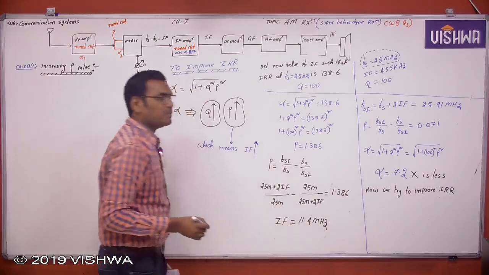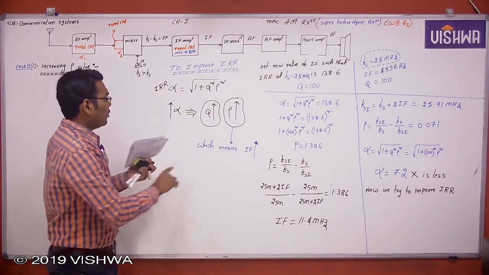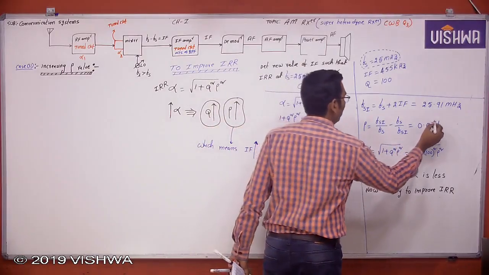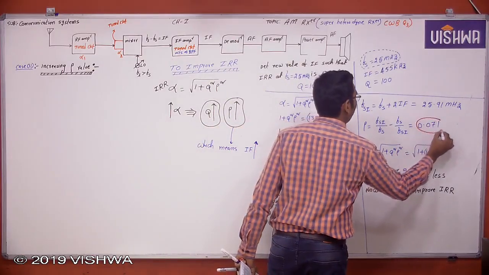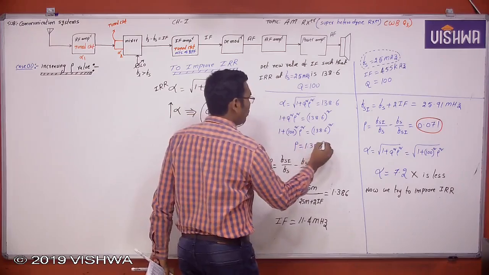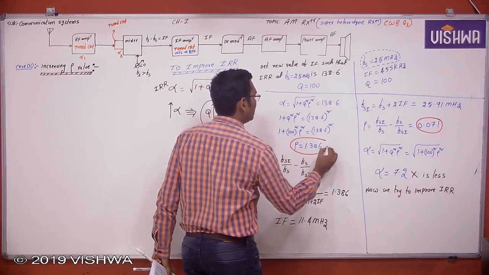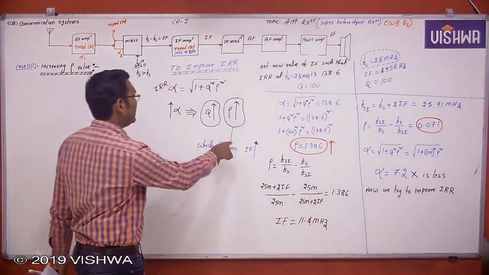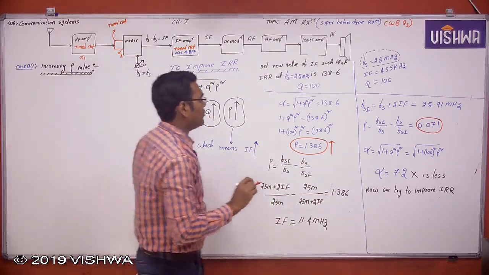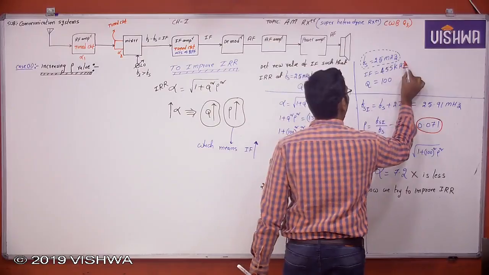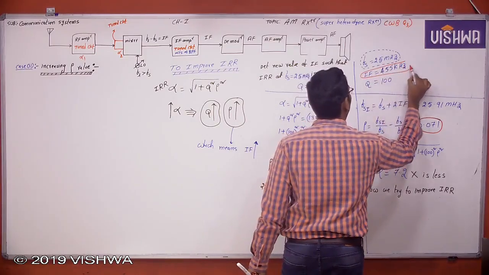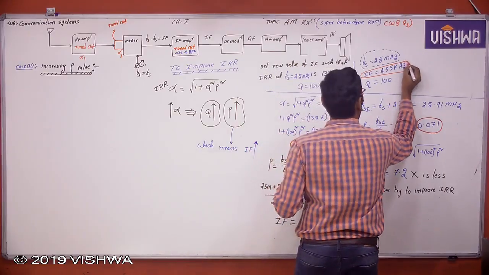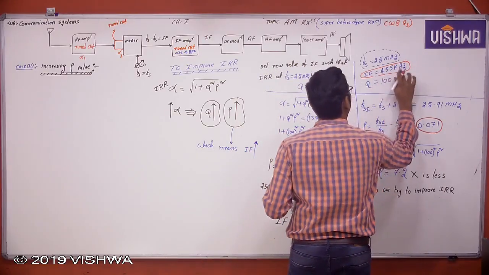What I am saying, is it correct or not? Rho increases. First, what is the earlier rho? Rho is 0.071. Now what is rho? Rho is 1.386. Rho is increased. Now what happened? When rho increases, which means If is increased. What is If earlier? If is 455 kilohertz, right? This is If.